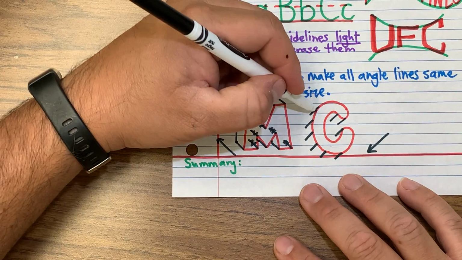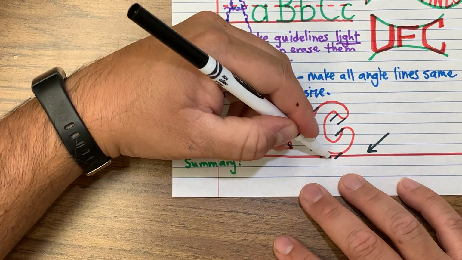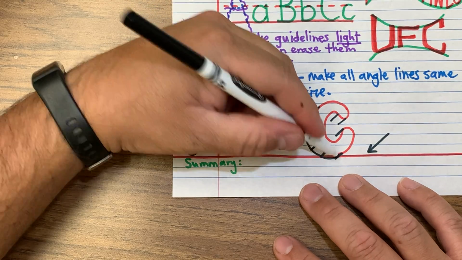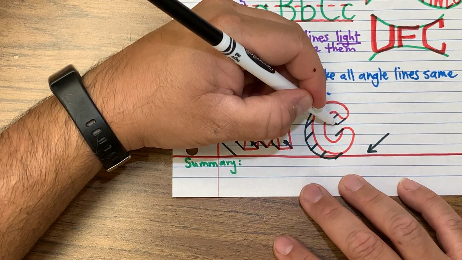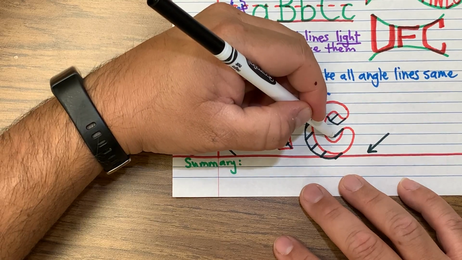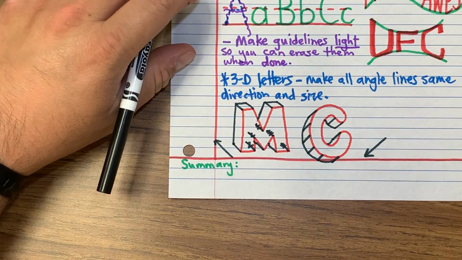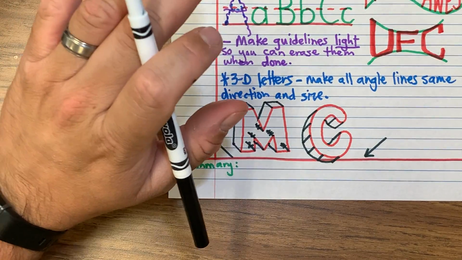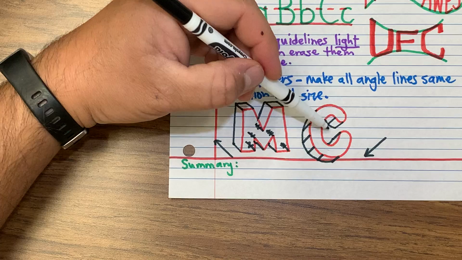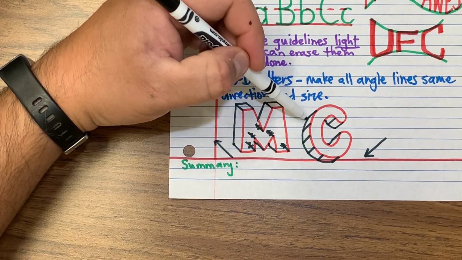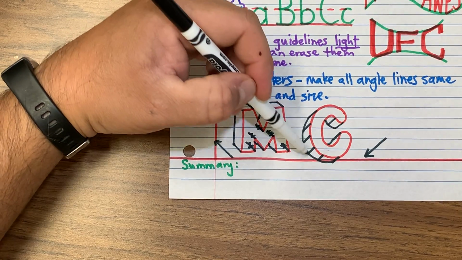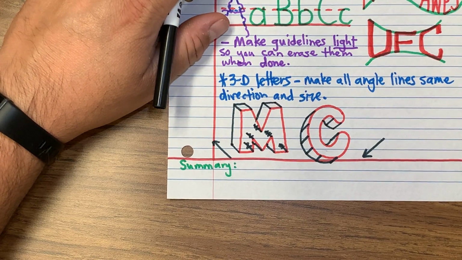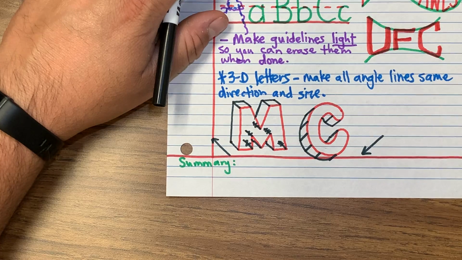And all I would do now is connect these ends. And that's going to give you the thickness of your letter, right? So that's what I mean when I say draw the angle lines the same direction, same size. These are just little helper lines that help you draw, and then you connect them to show the thickness or the shadow of the letter. So that's 3D letters. All right.